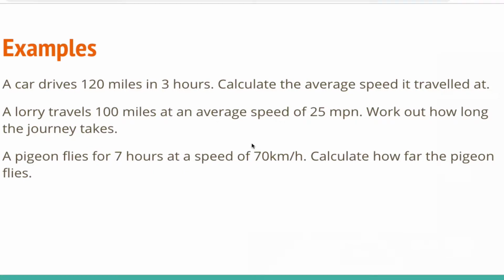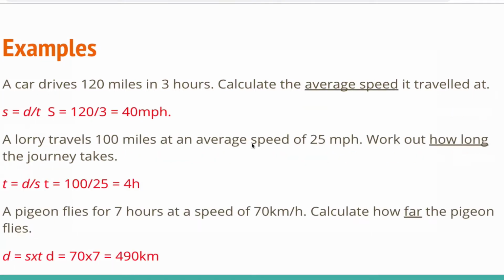Let's have a look at some examples. A car drives 120 miles in 3 hours. Calculate the average speed it travelled at. So 120 miles is the distance divided by the time, and we can work that out. A lorry travels 100 miles at an average speed of 25 miles per hour, work out how long the journey takes. And a pigeon flies for 7 hours at a speed of 70 kilometers an hour. Calculate how far the pigeon flies.